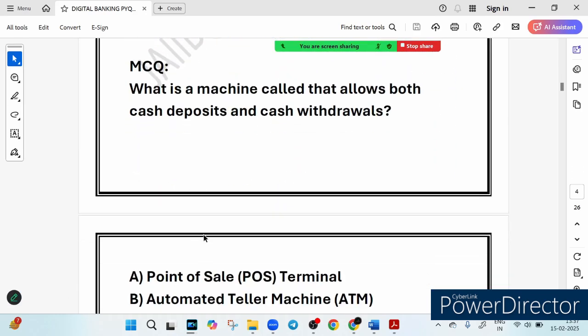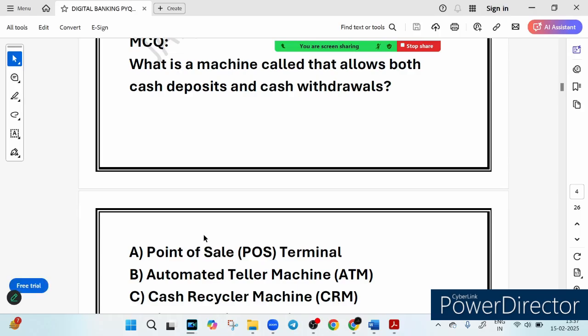Now the next question is, what is the machine called that allows both cash deposit and cash withdrawal? Very nice question it is. So here we have the 4 options. If you have ever used an ATM but wondered about a machine that can also take cash deposits, then this particular question is for you, right?